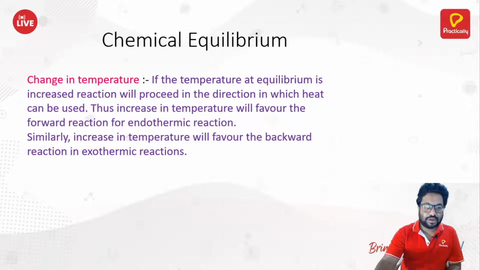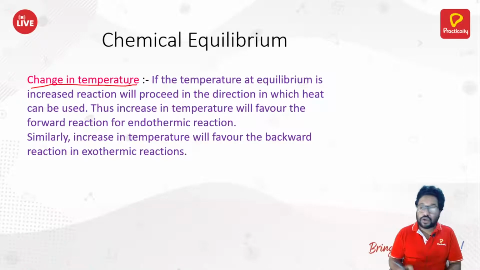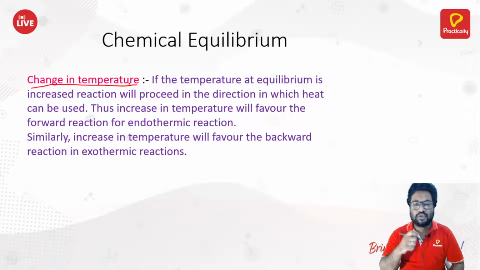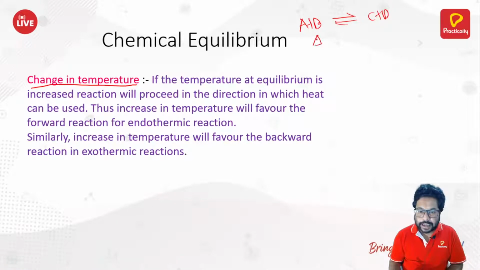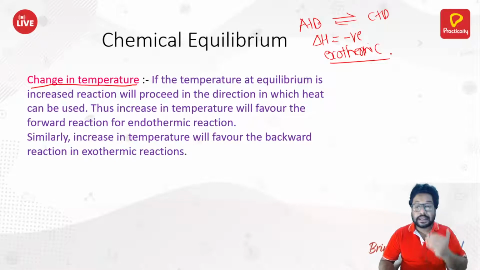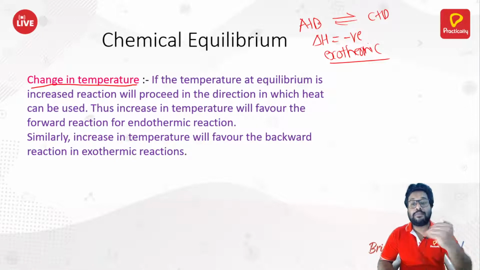Okay, chalo, moving ahead. Change in temperature. See, from your knowledge of reactions, you must have understood there are two types of reaction. One is exothermic, another is endothermic. So suppose A plus B is reacting to give you C plus D, and suppose delta H is negative for this reaction. Now delta H is negative, that means what? This reaction is exothermic. And exothermic means what? This reaction is releasing heat when it proceeds to the product side.